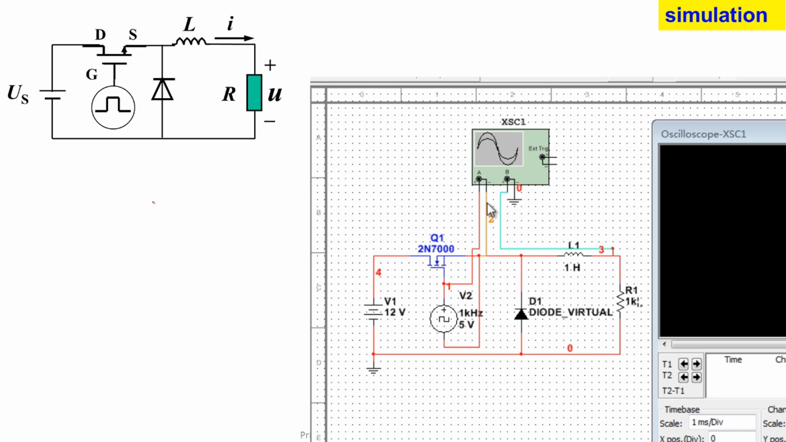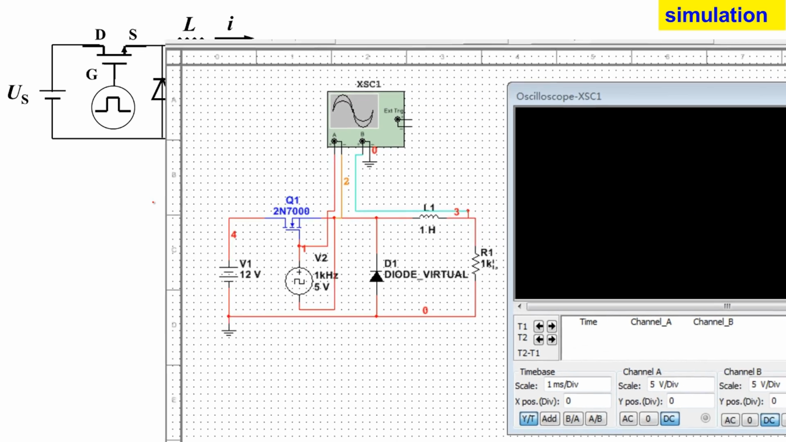The positive terminal of channel A is connected to G of the MOSFET, and the negative terminal is connected to S of the MOSFET, which means that channel A observes the driven signal of the MOSFET. The positive terminal of channel B is connected to the load and the negative terminal is connected to the ground. The two-channel oscilloscope in Multisim is isolated, so it can display the driven signal of the MOSFET and the voltage signal of the load simultaneously.